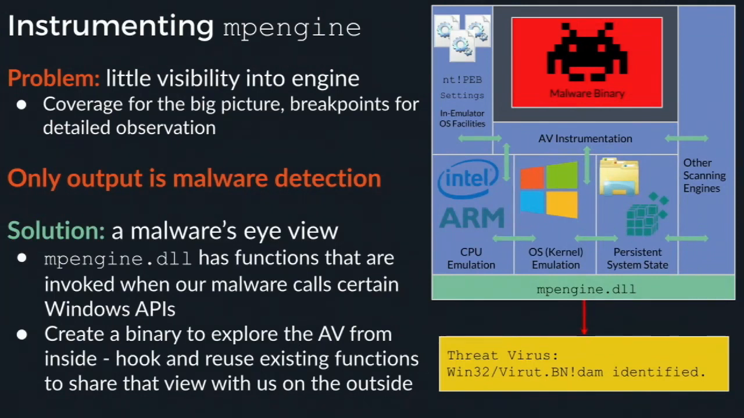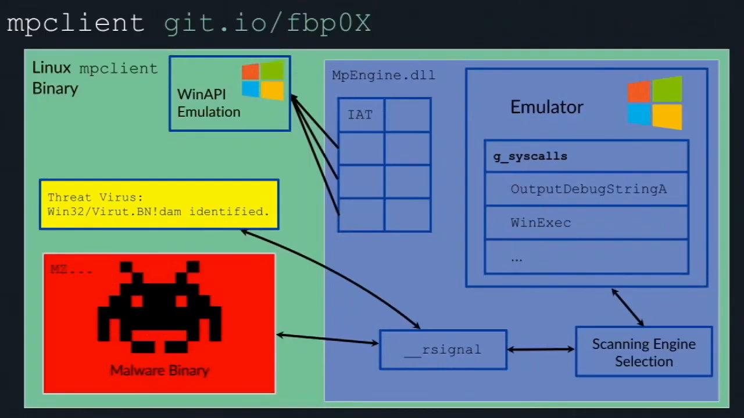So, to hook functions inside Defender that when malware calls them, it can pass data out to the outside, and in turn, the outside can pass data back into the inside, and we can have two-way communication with the malware inside. So I want to talk about how that works.